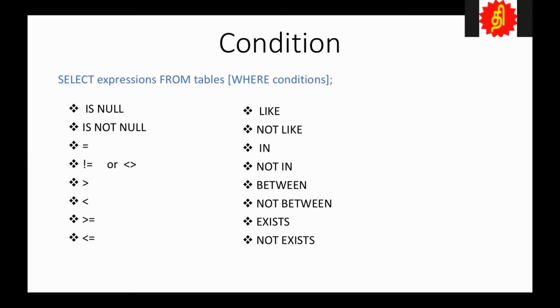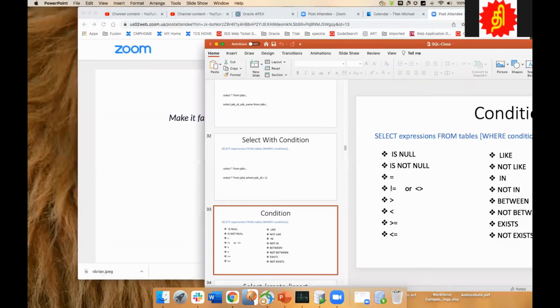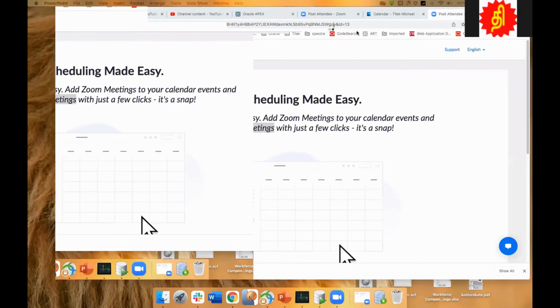BETWEEN is when you say the date is BETWEEN one value and another value. That is how it works. NOT BETWEEN. EXISTS, I'll come to the EXISTS later, when it works with a subquery. That is a little advanced. I'll come to that later. I'll give an example of whatever we are doing here, then we'll move ahead. Okay.